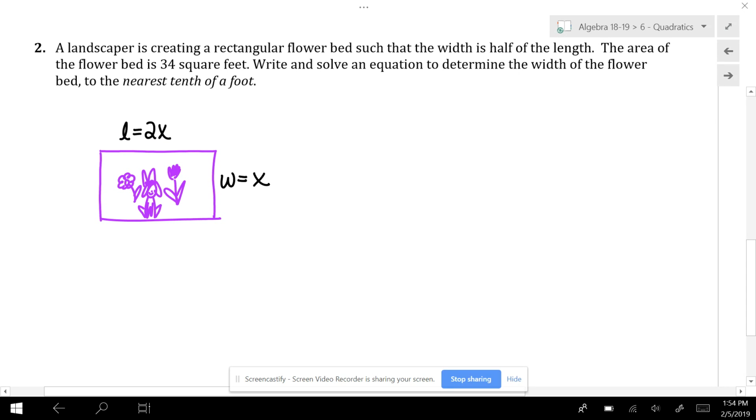Okay. The area of the flower bed is 34 square feet. All right, guys, you better know that the area of a rectangle is length times width, or if they give you base and height, same thing. Okay. So I know the area is equal to 34 square feet. Length times width is 34. All right. 2x times x is 2x squared equals 34.